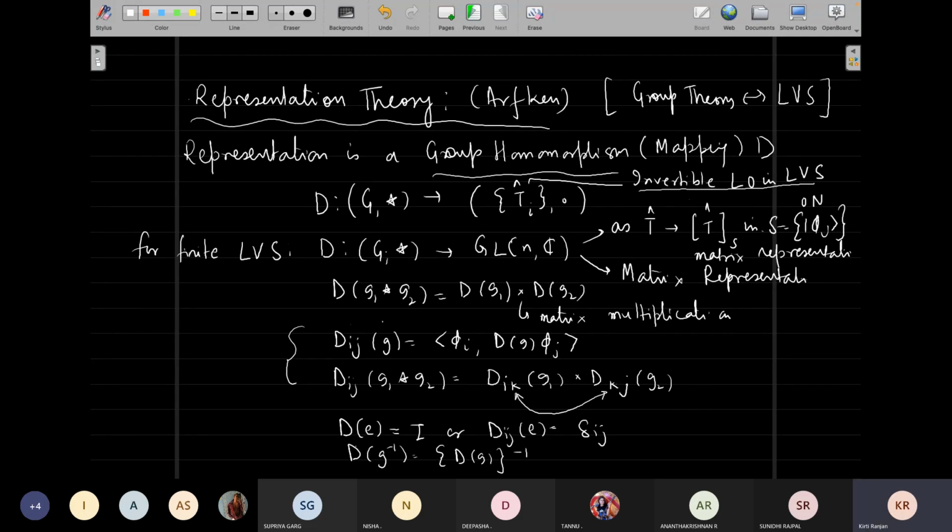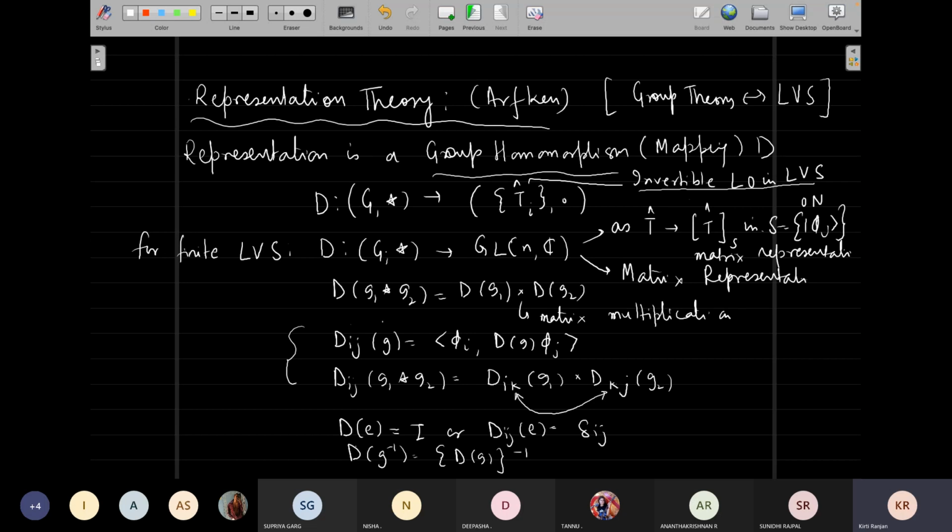Fine. Okay, what we were doing. We say that after finishing the first part of our group theory, we basically finished at the point where we discussed homomorphism, which is nothing but a mapping from one group to another group. So representation is nothing but a group homomorphism, that is, a mapping where we are mapping a group into the invertible linear operators on a linear vector space. So that's the idea. Now, why will this idea become very useful?